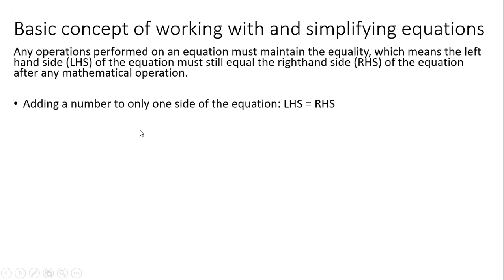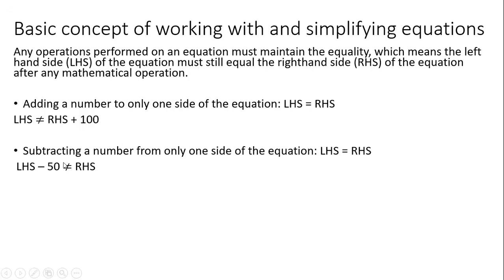So let me give you some examples where this doesn't hold. Adding a number only to one side of the equation. So if we have an equation, the left-hand side equals the right-hand side, and you were to add a number only to one side, it would no longer be true that the left-hand side equals the right-hand side. So you just can't add plus 100 to the right-hand side. Subtracting a number from only one side of the equation will no longer maintain the equality between the left-hand side and the right-hand side. So if we were to subtract 50 from the left-hand side, it would no longer be true that the left-hand side equals the right-hand side.